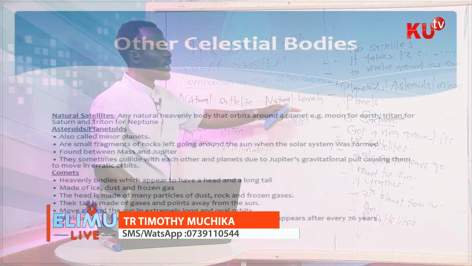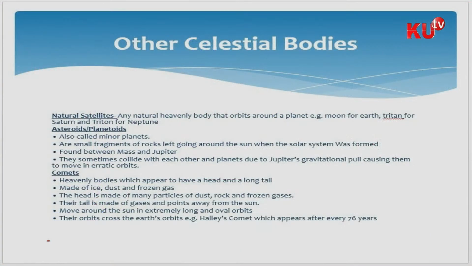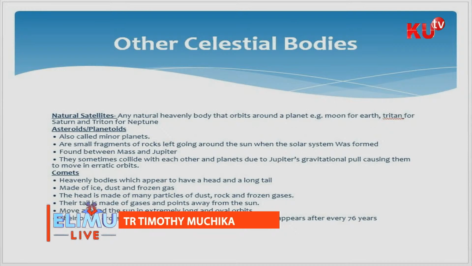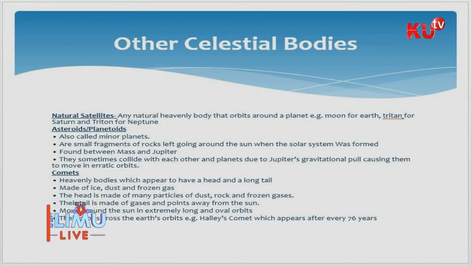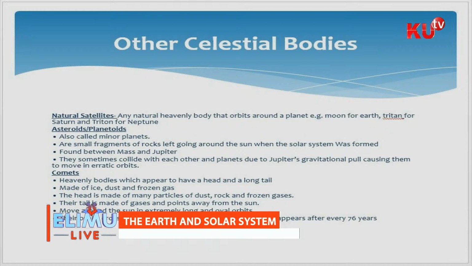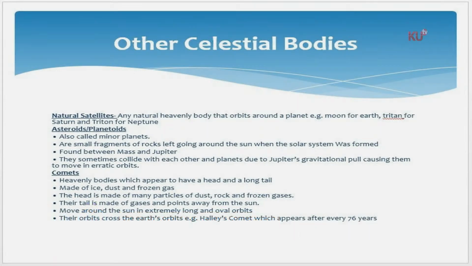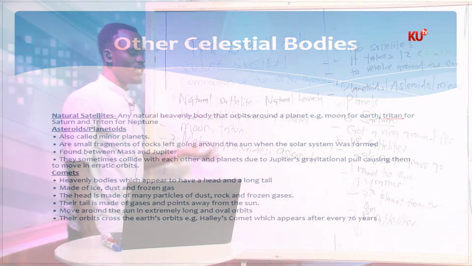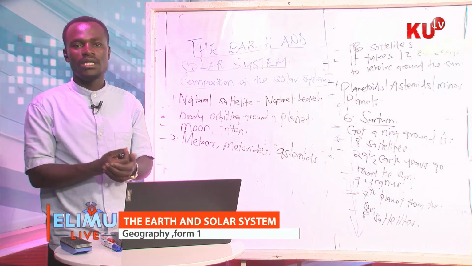We have also mentioned the asteroids. These asteroids, we have said that they are called what? The planetoids or the minor planets. So basically, that is now the composition of the solar system. It is made up of the sun, the 8 planets and other heavenly bodies that we've looked at. The natural satellites and the meteors and the meteorites are other heavenly bodies.